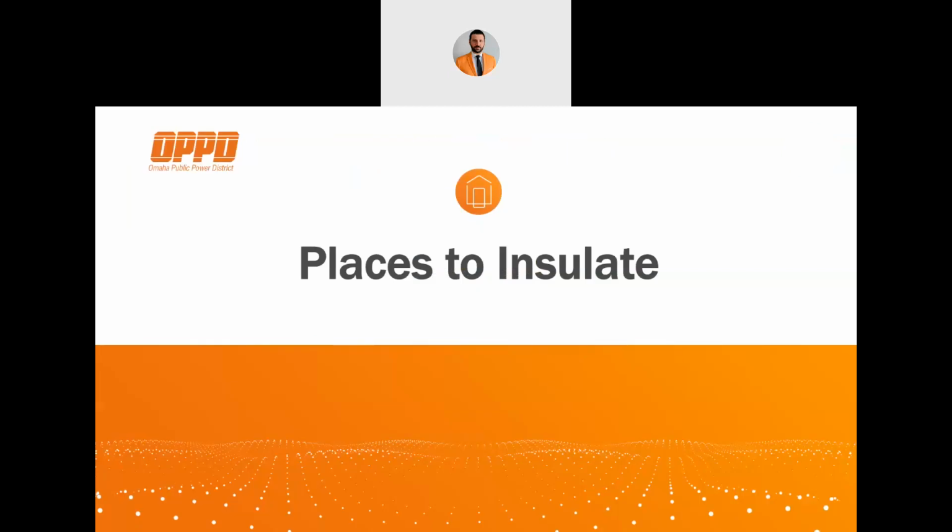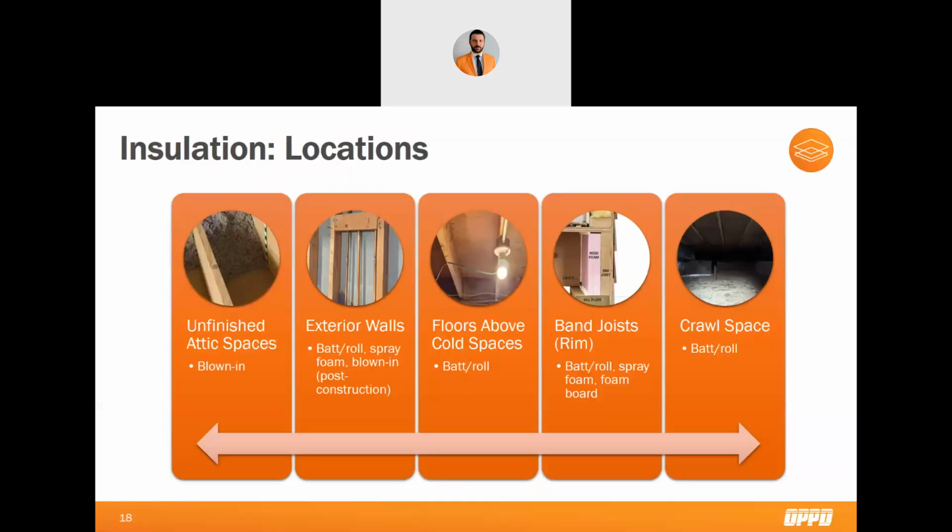Alright, we're building things up here. Let's look at where we can apply these types of insulation in our home. Unfinished attic spaces are one of the most common places to insulate. Exterior walls can be difficult if they're already finished, but in renovations or new construction, batt insulation and spray foam are the best applications. There are some companies that can add loose fill blown-in insulation to your existing walls with a little skill and ingenuity.